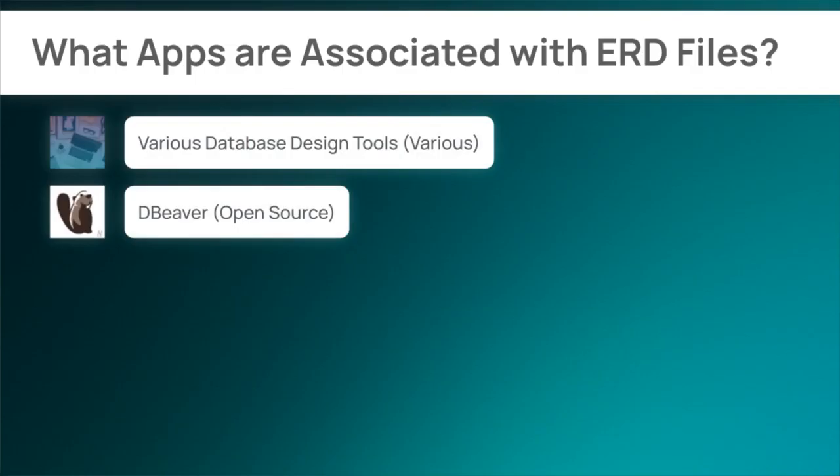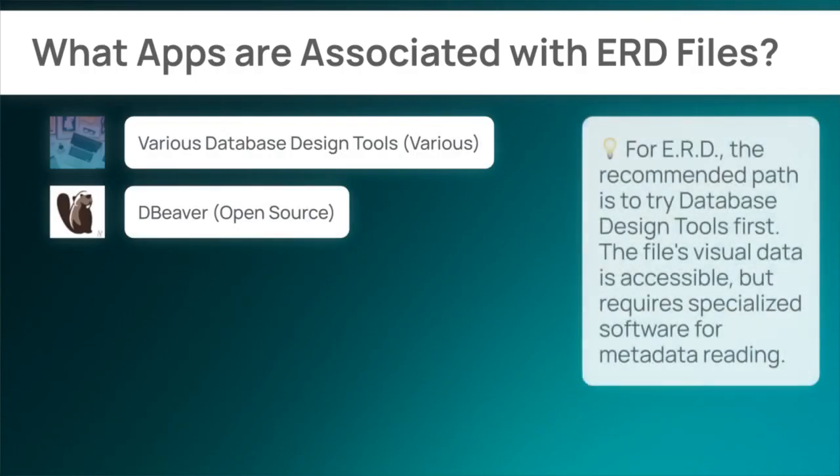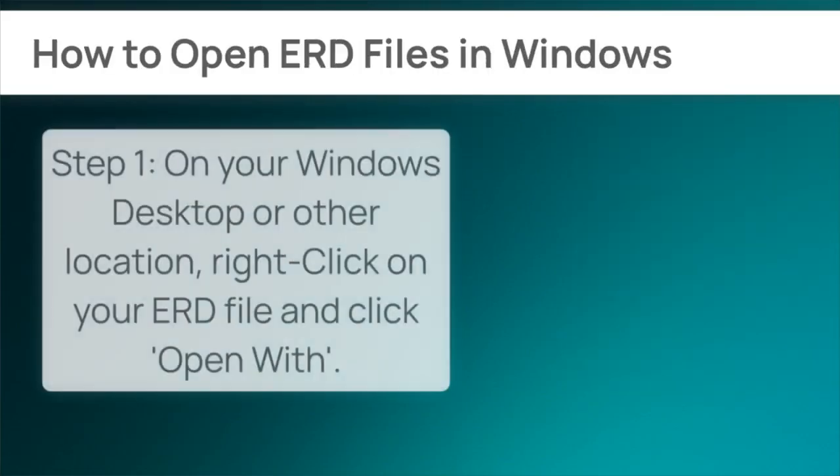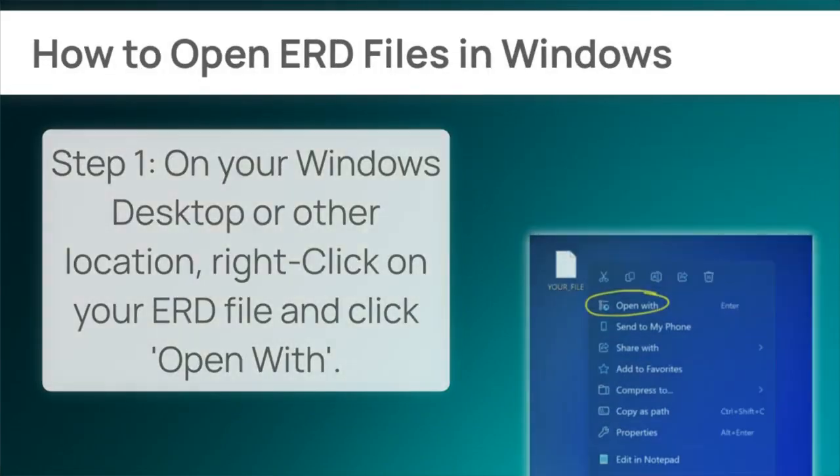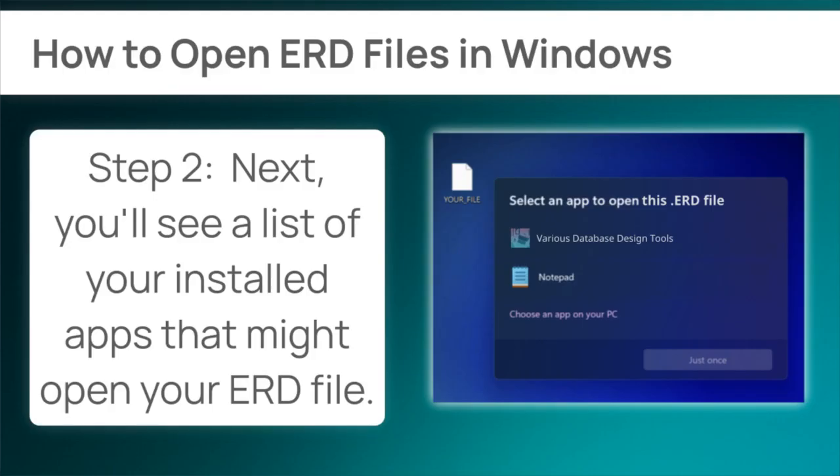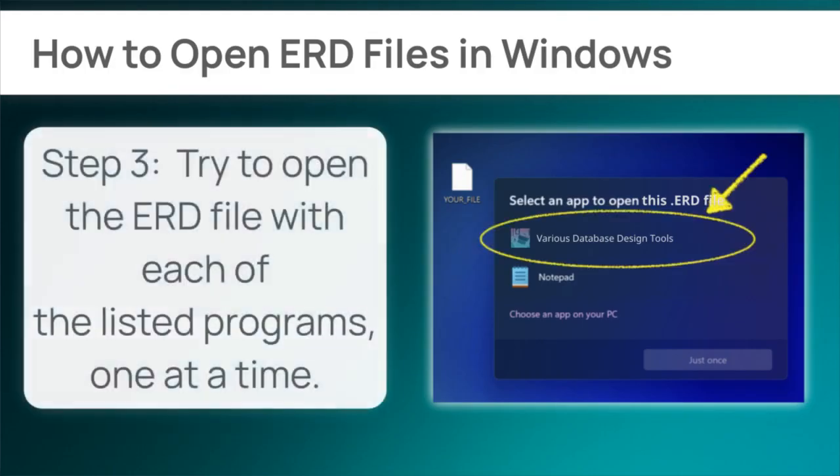The raw visual data is present, but Windows lacks the necessary parser to display it correctly. Windows has limited support for data structures, so proper viewing depends on matching tools. To resolve this, right-click your ERD file and choose Open With. Pick an app that fits the file's category. Database Design Tools is a general bucket. Then test other options until it opens.